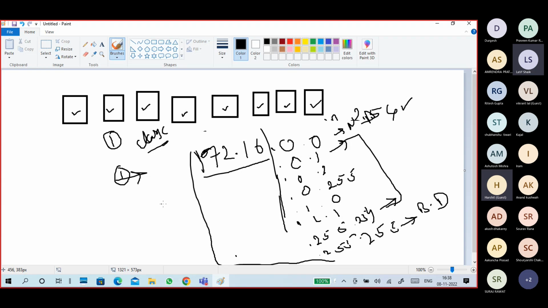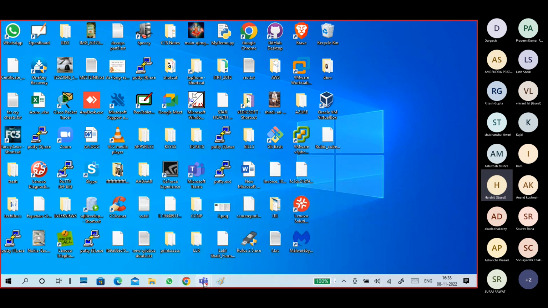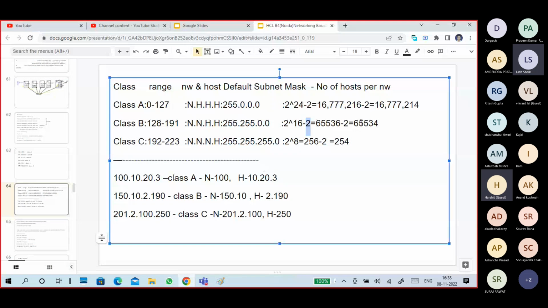Once you cross it, your next IP looks like this one: 172.17.0.0. This is the next one. See, the network ID is changing, which means it's a different network. 65,534. The same goes for class A.